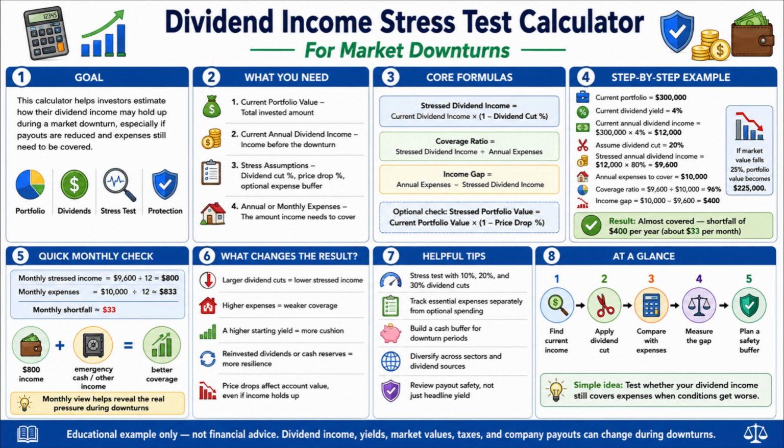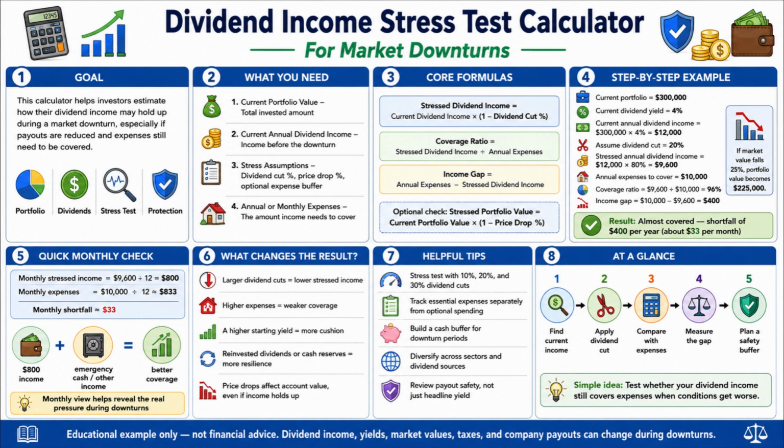Then, compare this stressed dividend income with the annual expenses you need to cover. In this example, annual expenses are $10,000. So, the coverage ratio is $9,600 divided by $10,000, which equals 96%. As a result, the income is almost enough, but there is still a gap. The income gap equals annual expenses minus stressed dividend income. So, $10,000 minus $9,600 equals $400 per year.